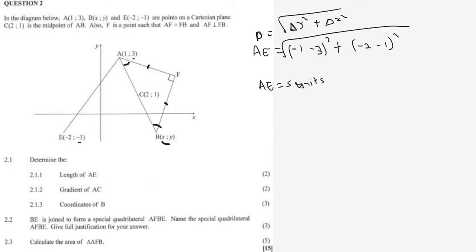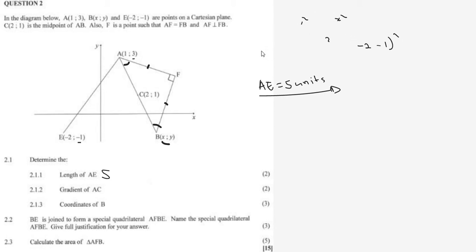Don't forget to say units. If you haven't been given any units, unless you are told that the units being used are centimeters or what, as far as you don't know, please mention that this is 5 units. Okay, we have to put it here as our answer. I'm just going to write 5 units, and clear all that since we're not using it anymore.